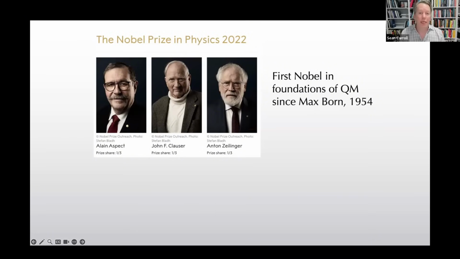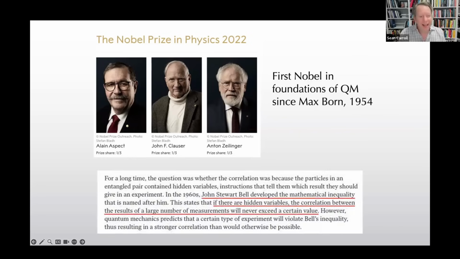And of course, the Nobel Committee comes out with a press release. And in the press release, they said the following: John Stuart Bell developed a mathematical inequality that is named after him, which states that if there are hidden variables, the correlation between the results of a large number of measurements will never exceed a certain value. However, quantum mechanics predicts that a stronger type of experiment will violate Bell's inequality. That's wrong. That is not what the Bell theorem says, because they left out a crucial word. Where they say here, if there are hidden variables, you can't match the predictions of quantum mechanics.